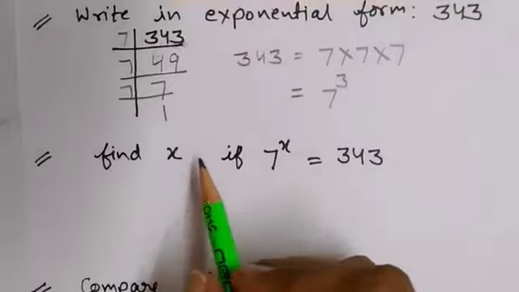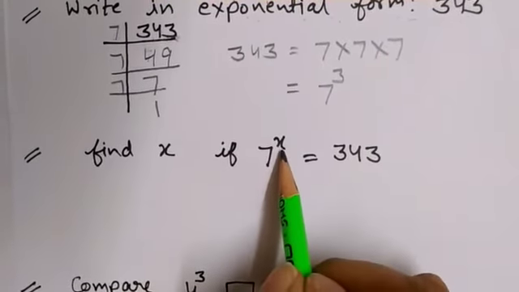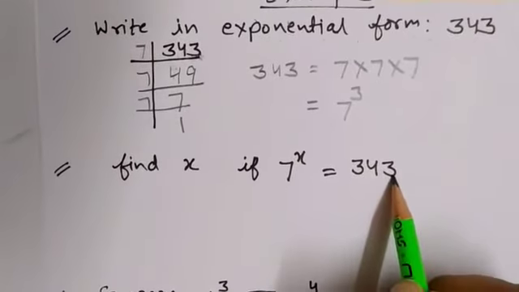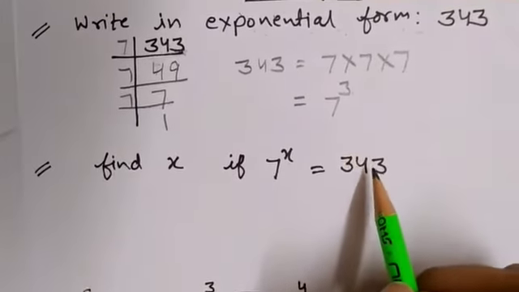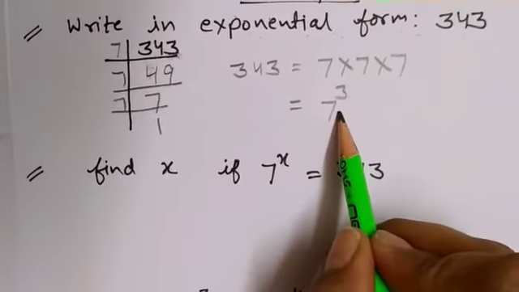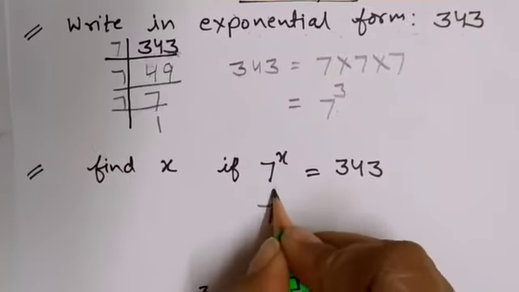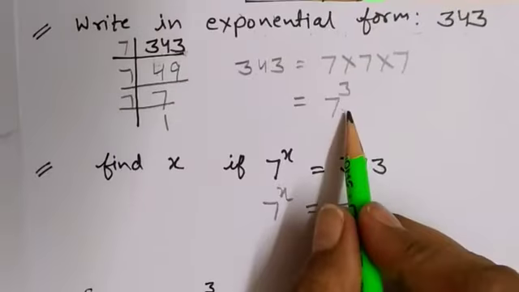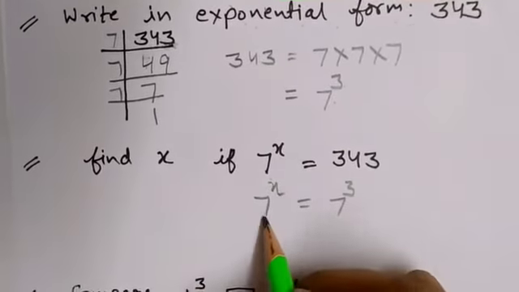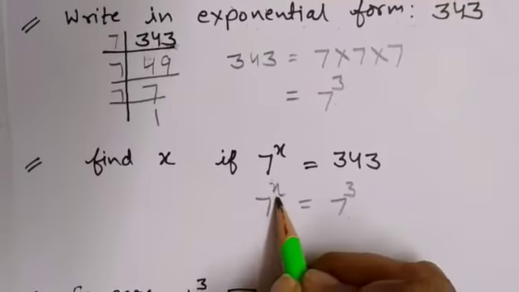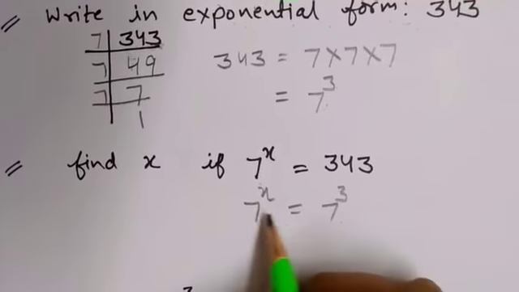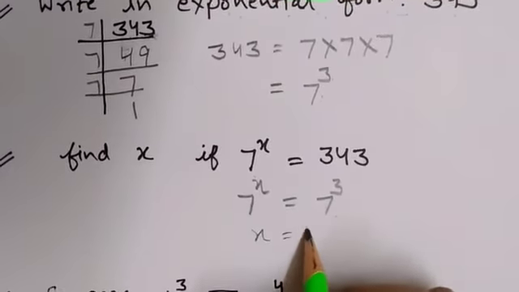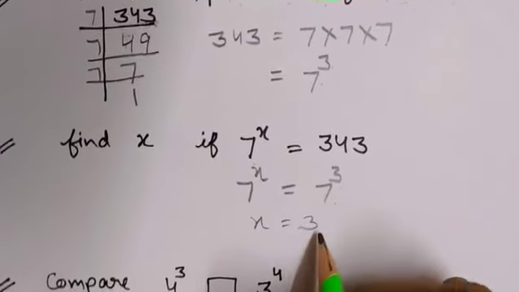Next, find the value of x if 7 raised to the power x equals 343. We already know the exponential form of 343 is 7 raised to the power 3. That means 7 raised to the power x equals 7 raised to the power 3. When the bases are the same, then the powers will be equal. Both sides are equal, so we equate the powers. x equals 3. So the value of x is 3.